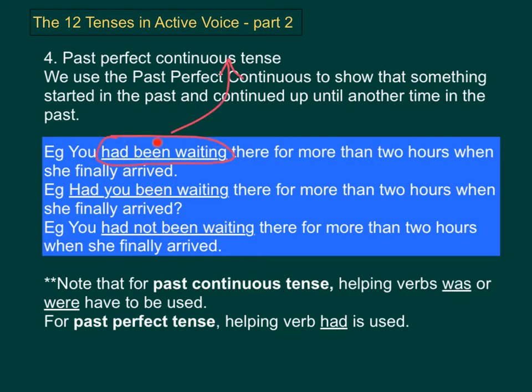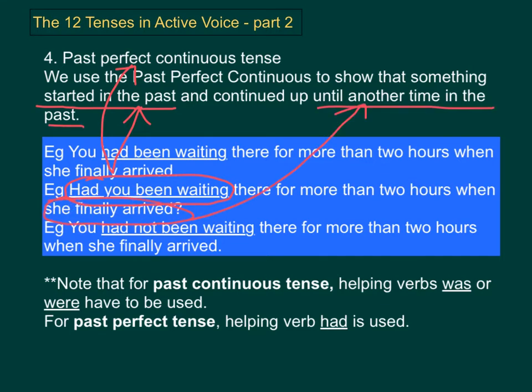For had been waiting, this is in past perfect continuous tense, and shows that the action had continued until the other action happened. Example 2. Had you been waiting there for more than 2 hours when she finally arrived? Similar to the first example, had you been waiting is in past perfect continuous tense, and it is an action that started in the past. This action continued up until another time in the past, which in this sentence is when she finally arrived.